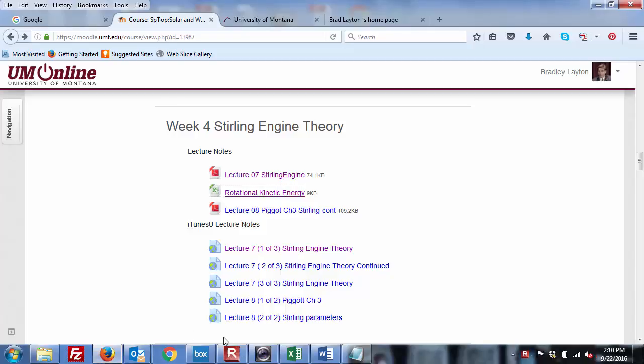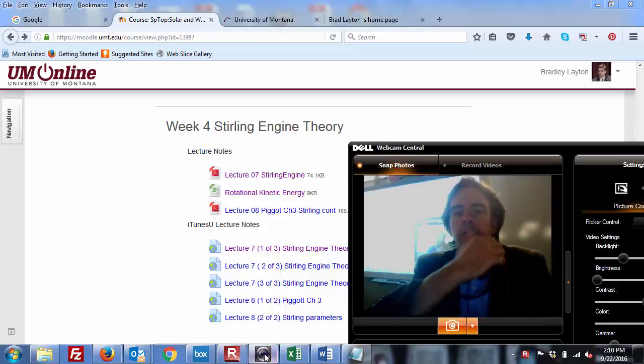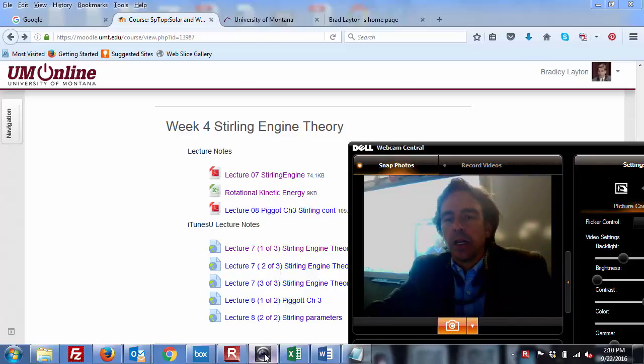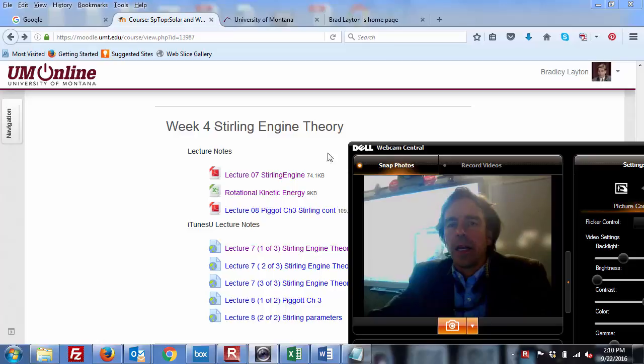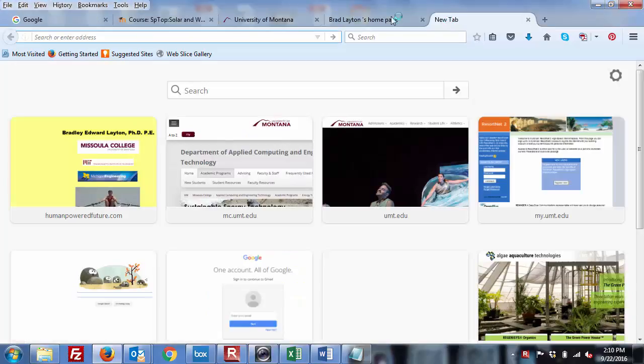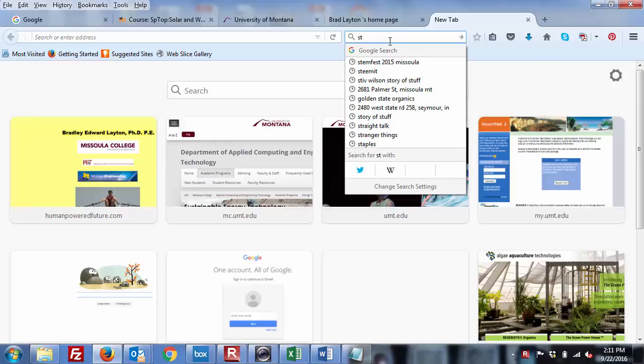Okay, so it's week 4, and I'm just in the Moodle shell here, and I thought we'd do a little bit today on Stirling engine theory. And I think probably one of the best ways to look at this is a couple different animations. And I know Wikipedia used to have them out there, much easier.